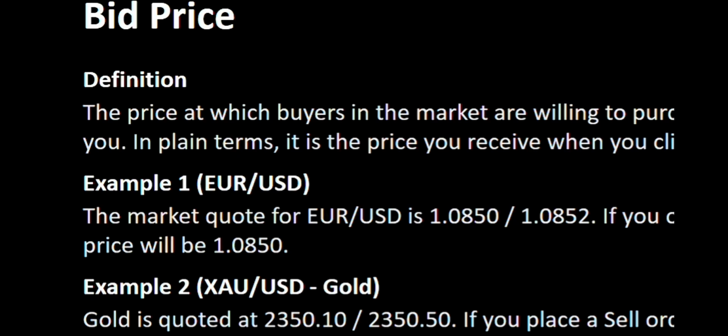Example 2. Gold versus USD. Gold is quoted at, this is not the actual price of gold at the moment, this is just an example, 2350.10 and 2350.50. If you place a sell order, you are selling at 2350.10. So this is what bid price is trying to talk about.